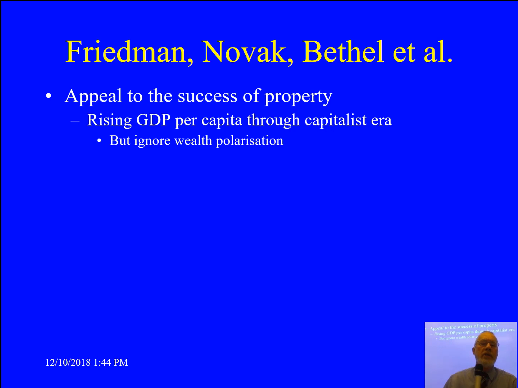But what we noticed in the 18th century with England was that GDP per capita ignores wealth polarisation. If you have, let's say, 50 families in England with 95% of the GDP of England pouring into their pockets, which is not far off what was happening, while the rest of the Englishmen were sitting around having to steal apples off neighbours' trees in order to survive, then something is not going terribly well. Friedman, Novak, Bethel and others simply ignore wealth polarisation.